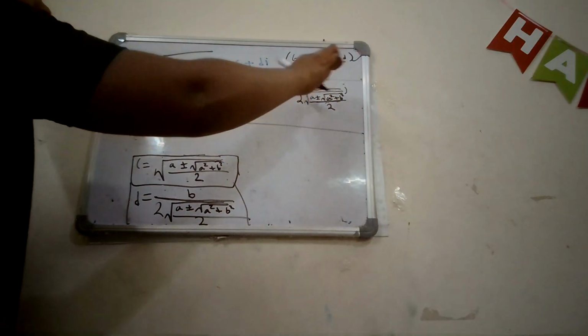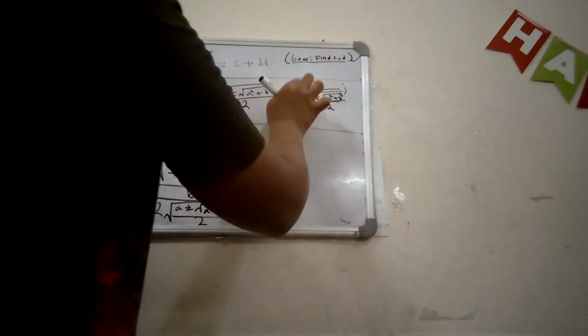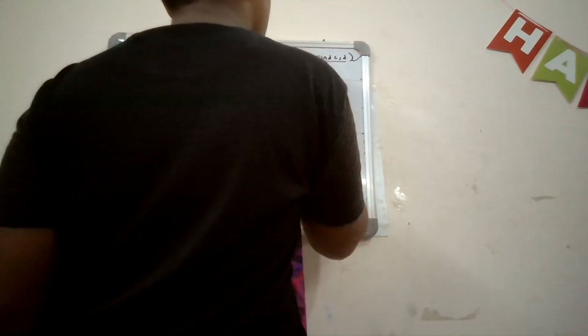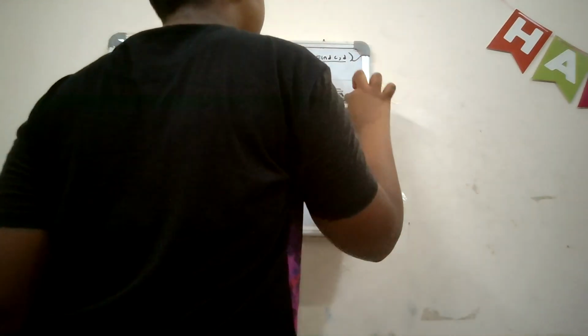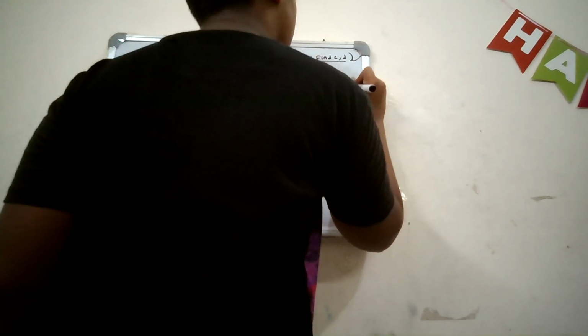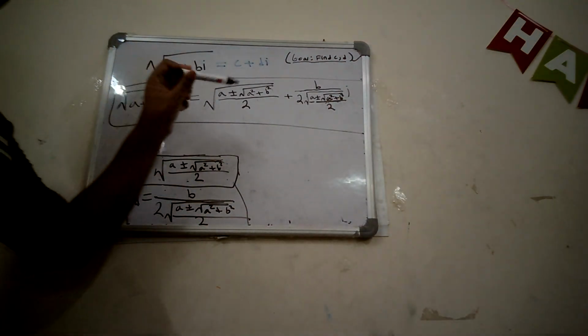This, which is c. So b upon 2 into c. Okay, and we multiplied this whole expression by which imaginary unit? I. Yeah. Okay, so basically, this is the answer.